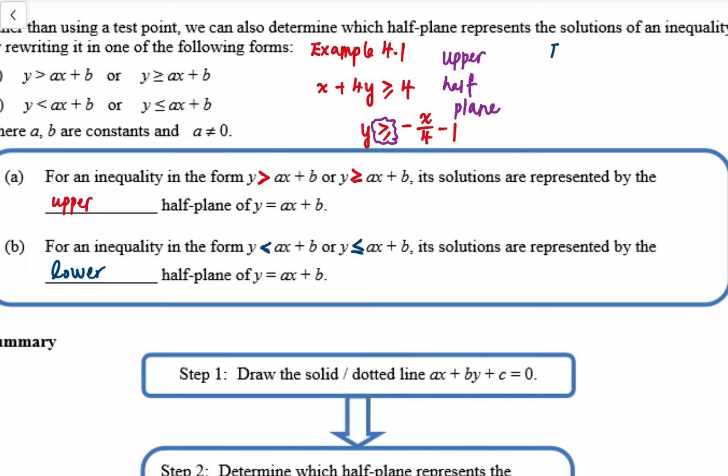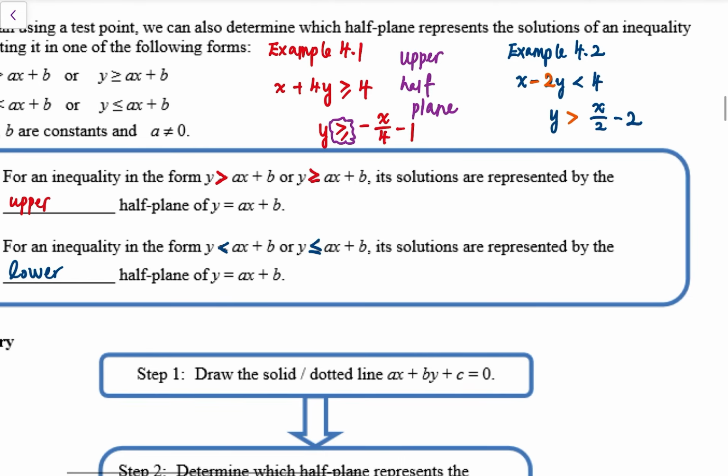Let's try example 4.2. Rewriting the inequality, I have y greater than x over 2 minus 2. Why do we have greater than? Because we are dividing by negative 2, so we have to change the inequality sign. And we will be shading the upper half plane. And the solutions will be represented by the upper half plane.